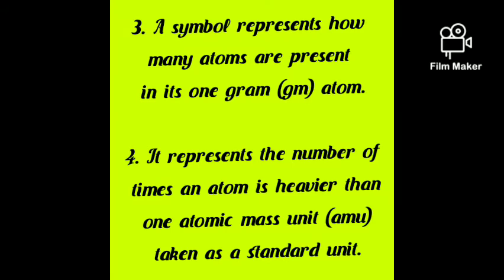A symbol represents how many atoms are present in its 1 gram atom. Now 1 gram atom means the atomic mass of that element. Number 4, it represents the number of times an atom is heavier than one atomic mass unit taken as a standard unit. So it shows how many times the atom is heavier than the standard 1 atomic mass unit.